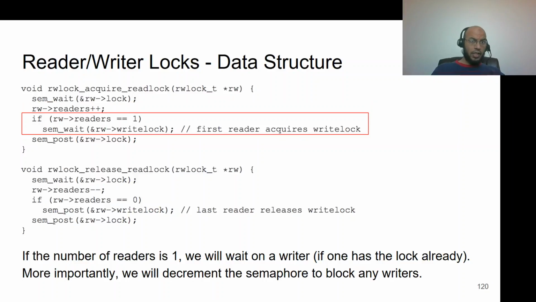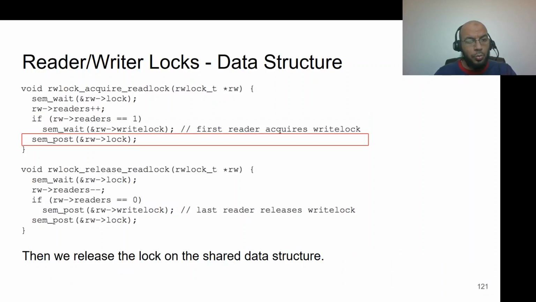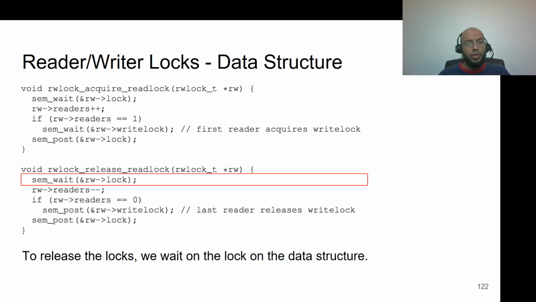Checks if readers is equal to 1. No, they are not, they are equal to 3. You basically know that one of the first 2 readers has the lock. I don't need to check it, and it goes to post, releasing the lock.